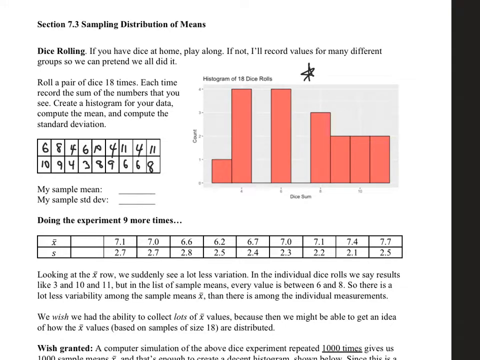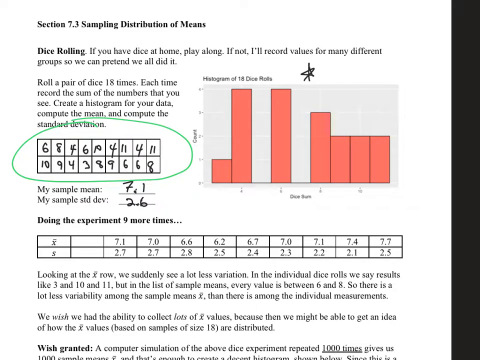For these 18 numbers, we can put those into one of our web apps to do the numerical summaries, or StatCrunch, and if we did that, we'd find that the sample mean is 7.1 rounded to 1 decimal place. It's really 7.06, so I'll round it to 7.1. And my sample standard deviation is about 2.6. So that's the mean and the standard deviation of these 18 numbers.